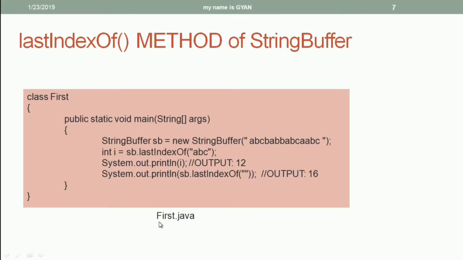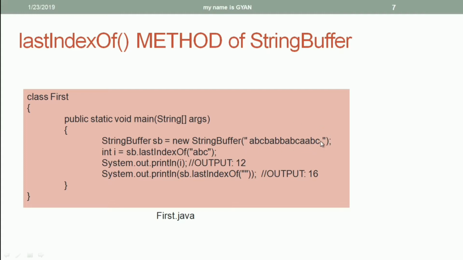Here we have the Java file first.java. In the first.java we have the class first. In the class first we have the method main. In the method main we are creating a new StringBuffer object with this content, of length 16. Here you should notice that we have provided two spaces in the string literal, one at the beginning and the other one at the end.